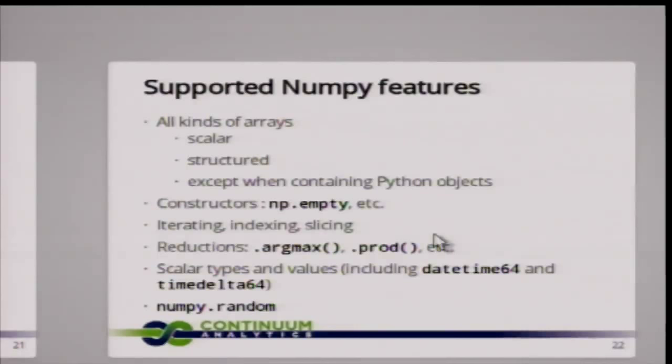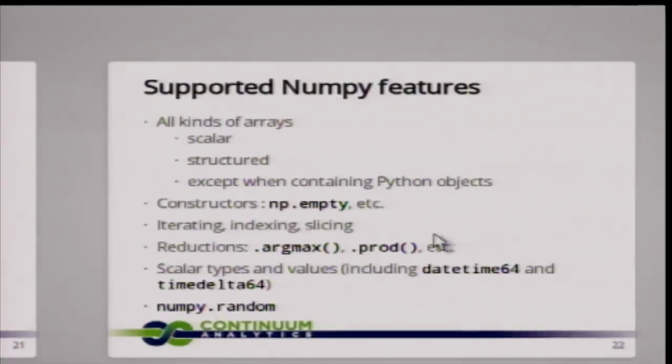The only thing we don't support, and we won't support for a long time, I think, is arrays containing Python objects, because the whole point of Numba is to generate native code which doesn't go through the CPython API. We have recently added support for constructors, so we can do memory allocation, allocate memory for number functions, various operations on arrays, such as iterating, indexing, slicing. So there are various kinds of iterators we support, such as the dot flat operator and more or less fancy ones. We have support for reductions, so the products, cumulative sums, and so on.